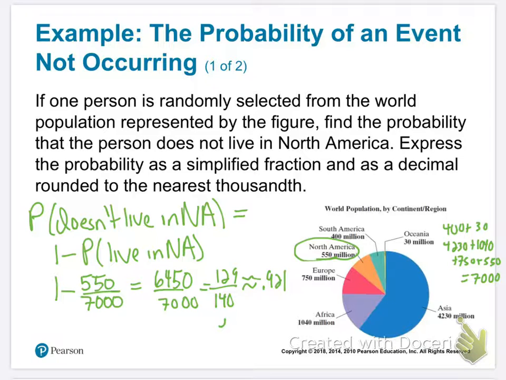So you can write it as 92.1%. It says as a simplified fraction or as a decimal. So as a decimal, it would be this one. And then the fraction would be that 129 over 140. And so that is the probability that they don't live in North America.